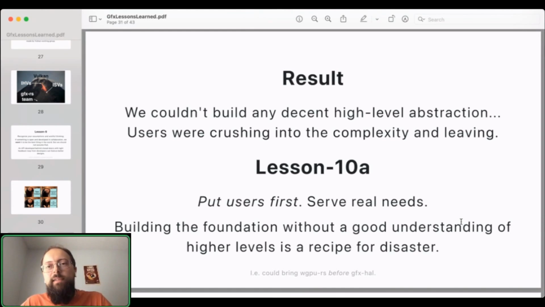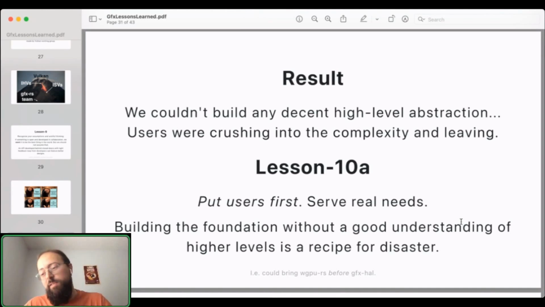We tried and tried time after time. We tried to build a high-level abstraction. We had several prototypes. It failed. We didn't have enough knowledge. We didn't understand well how the users are expected to interact with an API. And everybody who could try that eventually crashed into the complexity. They would ask a bunch of questions, we would point them to the Vulkan spec, and they would get lost in there because it's the Vulkan spec.